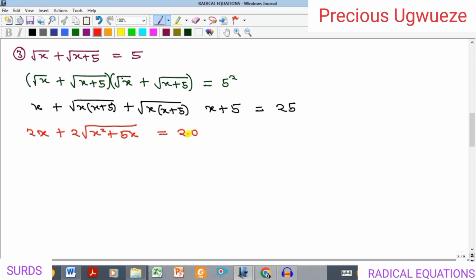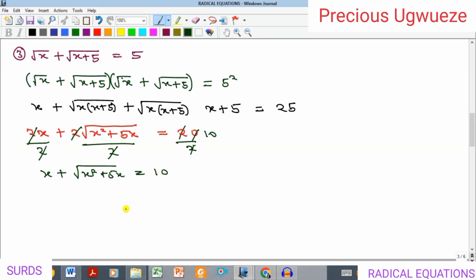Okay, so at this point, we consider the expression we have here. Is there anything we can do? There is 2 here, there is 2 here, and there is 2 here, so we will choose to divide through by 2. If we do that, this takes away this to give you 10, and the other 2s take away each other. So what do we have left? We have x plus the root of x squared plus 5x equal to 10.